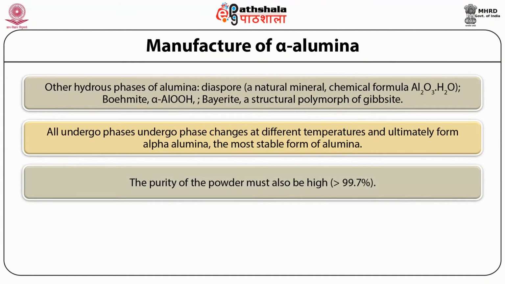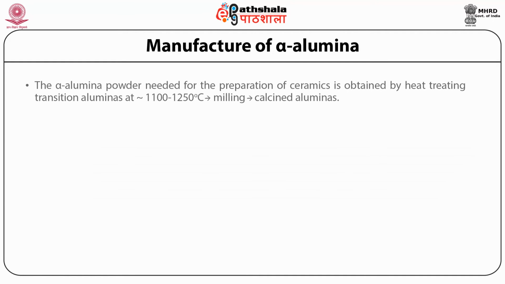Moreover, the purity of the powder must also be high, that is, it should be greater than 99.7%. The alpha alumina powder needed for the preparation of ceramics is obtained by heat treatment of the transition aluminas at temperatures of about 1100 to 1250 degrees Celsius and then milling. So the product is called calcined aluminas.